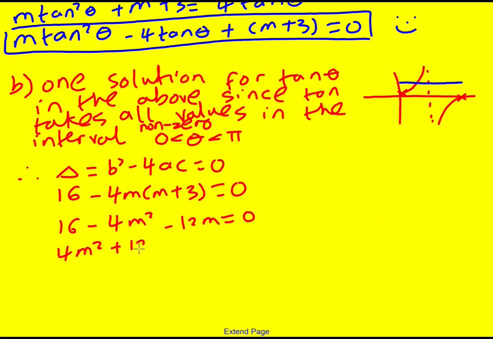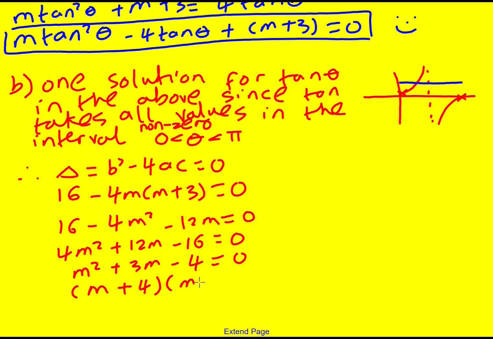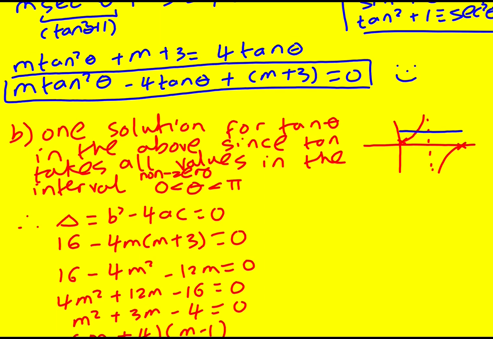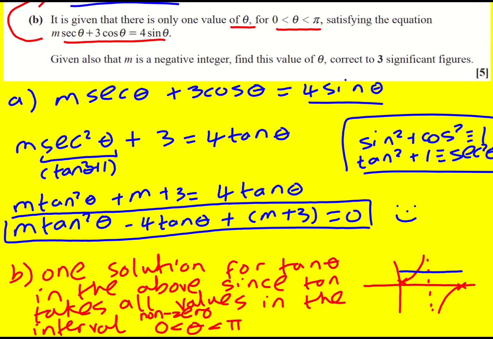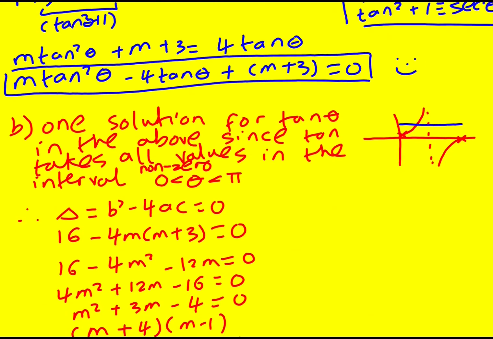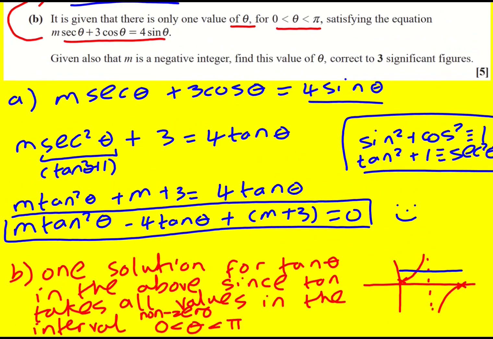Rearrange. Divide by 4. Factorize. Going to be plus 4 and minus 1. So there's going to be two values of m that will lead to only one solution for theta in the interval 0 to pi. I hope I've made that clear. I hope my diagram is explaining that.